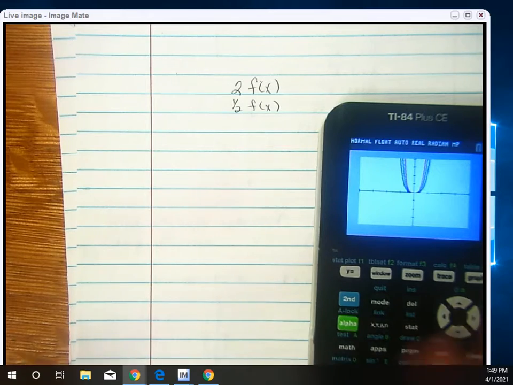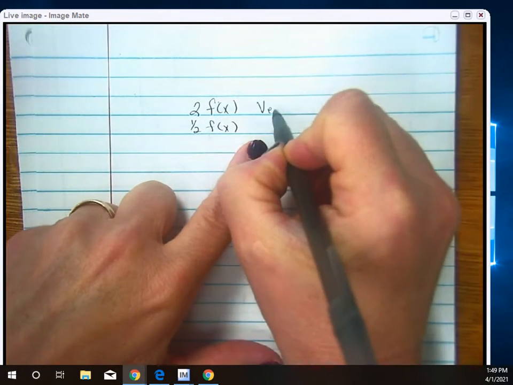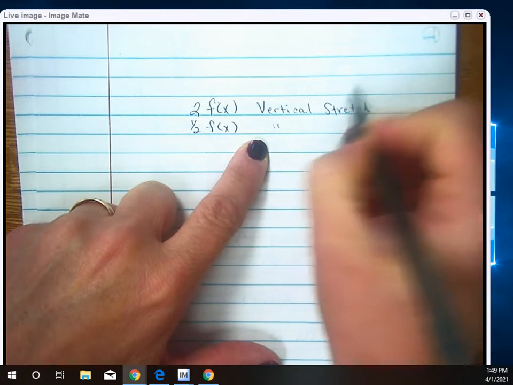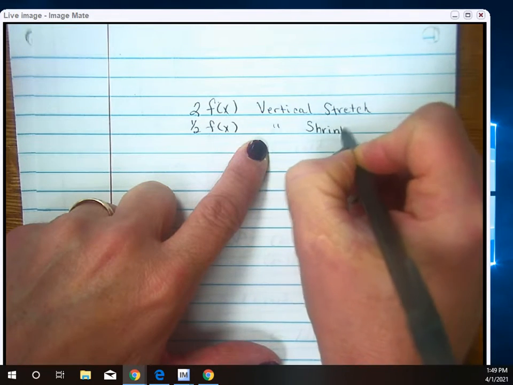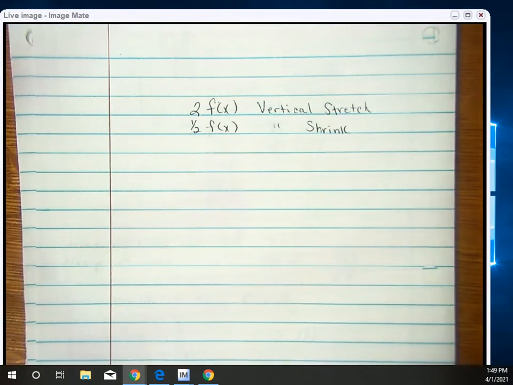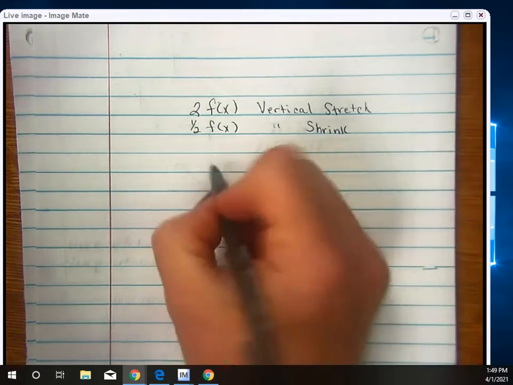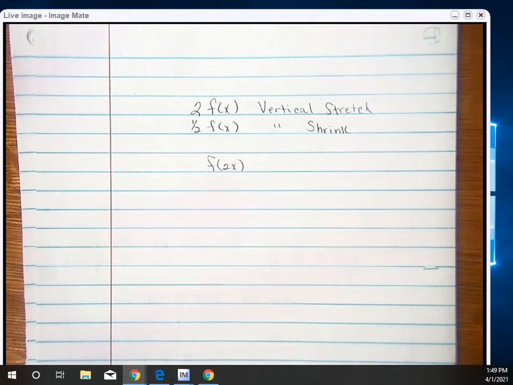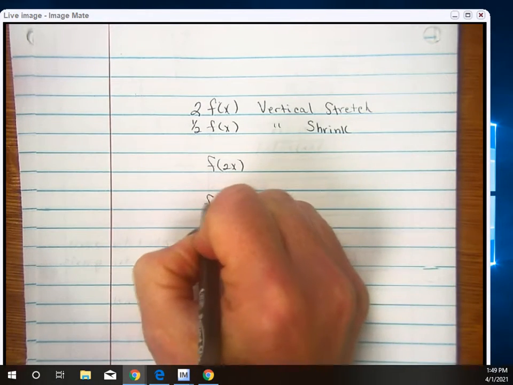Okay? And we call these vertical because they affect the y. This is a vertical stretch. And this one is a vertical shrink, or you'll hear it called a vertical compression. So you guys were talking about horizontal. Where would the 2 go to make it a horizontal stretch or a horizontal shrink? Inside the function, f of 2x. Now, you also said something about a left-right movement.